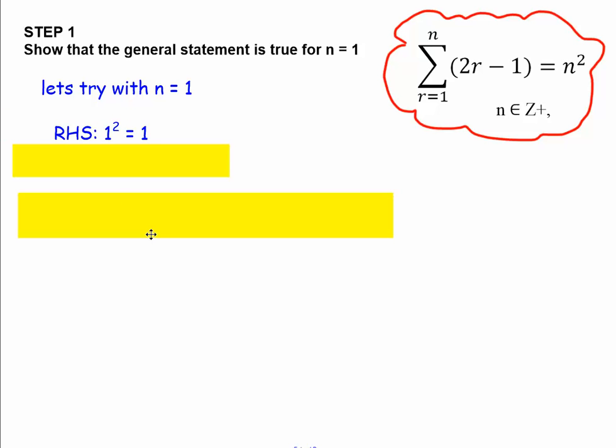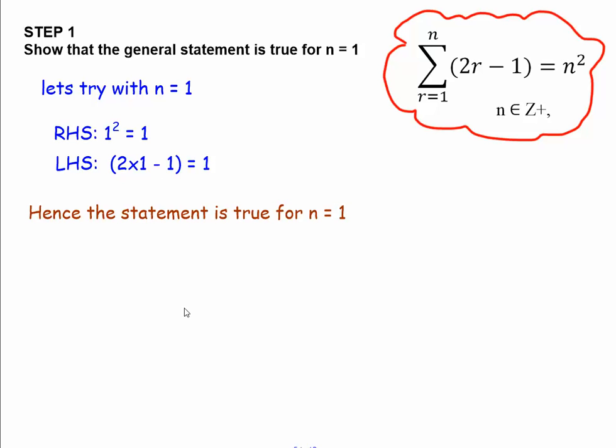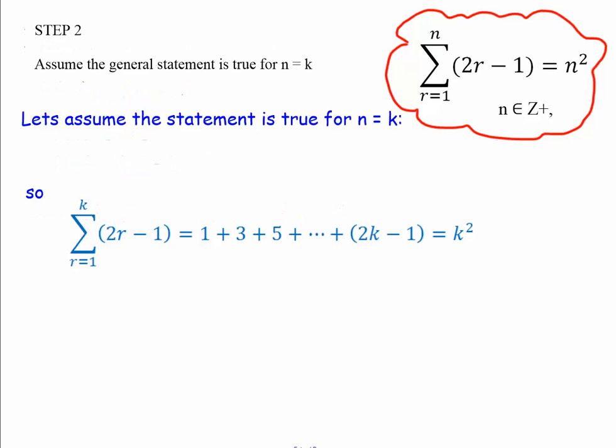So let's try with n is 1. So we can write that down. Well, the right hand side, which is this, is 1 squared, which is 1. The left hand side, which is this, is 2 times 1 minus 1, which is also 1. So hence, the statement must be true for n is 1. So we've done our first step.